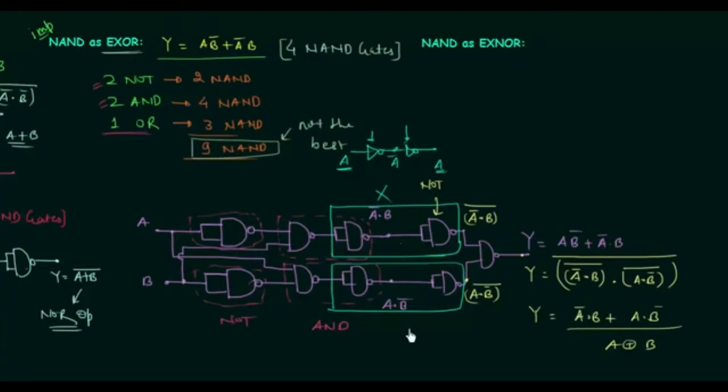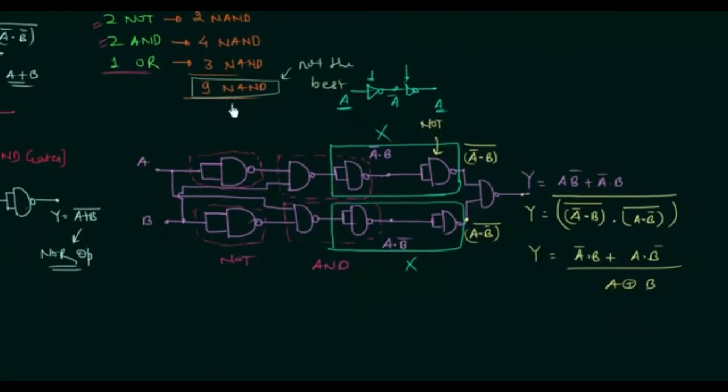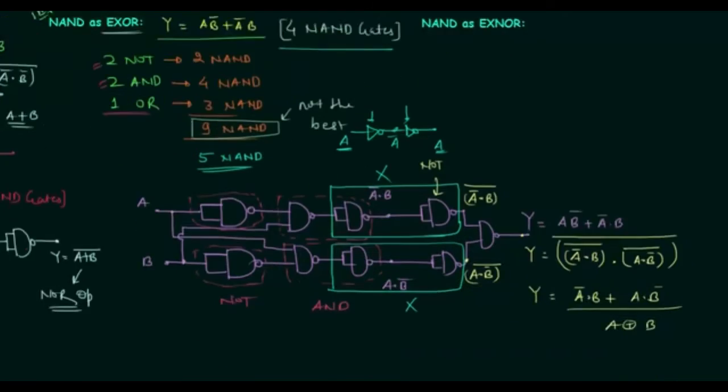We can eliminate these 4 NAND gates from this circuit and will still have the output equals to A complement and B, or A and B complement. So we have reduced 4 gates from 9, and now we are using 5 NAND gates to implement XOR. But still we have to get rid of one NAND gate because it can be implemented by using 4 NAND gates. So let's see what we can do.